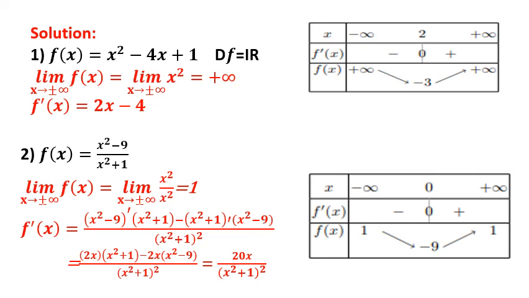In the table of variation, we put the domain. Since x power 2 plus 1 is always positive, the domain of f is minus infinity to plus infinity, and the root of f prime is 0. a is 20. Since (x power 2 plus 1) power 2 is always positive, we take the sign of 20x. The opposite sign of a is minus, the same sign of a is plus. When f prime is negative, f is decreasing. When f prime is positive, f is increasing. The limit at minus infinity of f is 1. The limit at plus infinity of f is 1. f of 0 is minus 9.